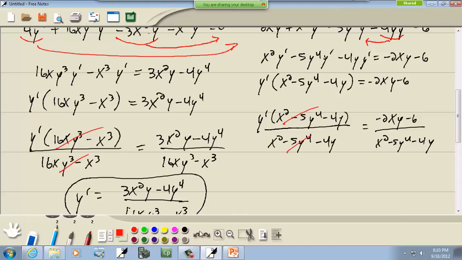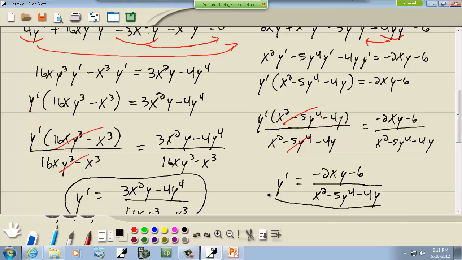This cancels. And we get y prime is equal to negative 2xy minus 6 over x squared minus 5y to the fourth minus 4y. And that'd be your answer.